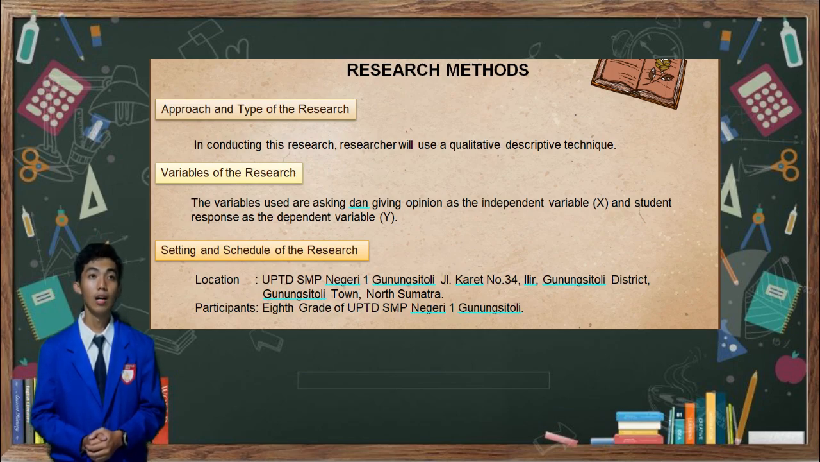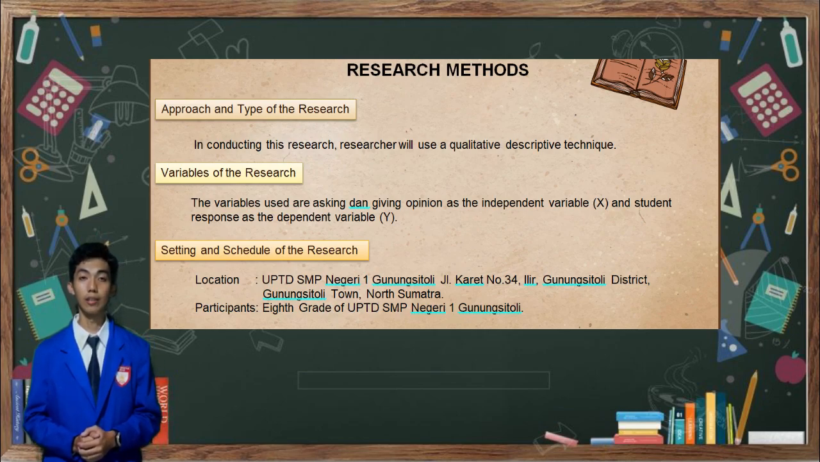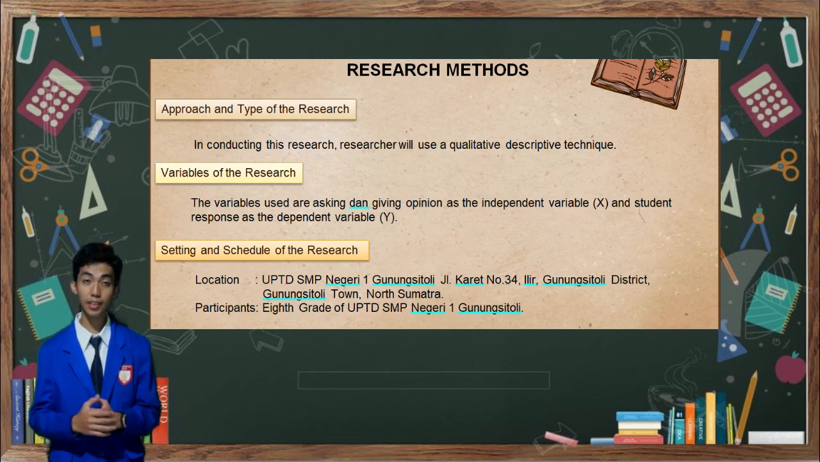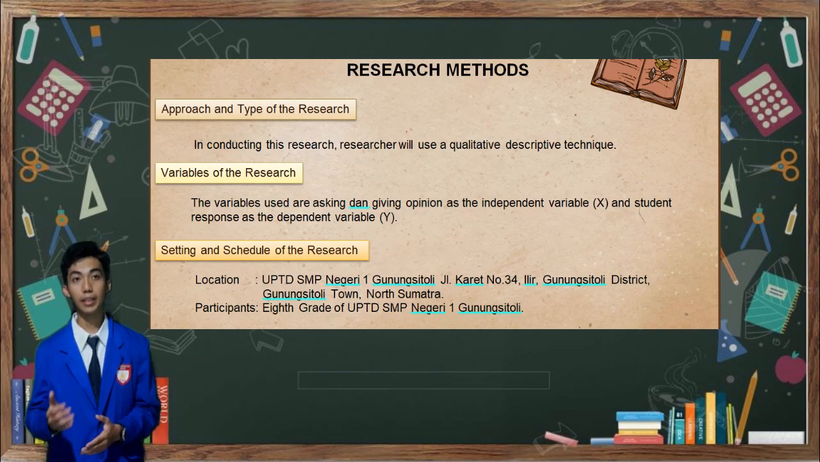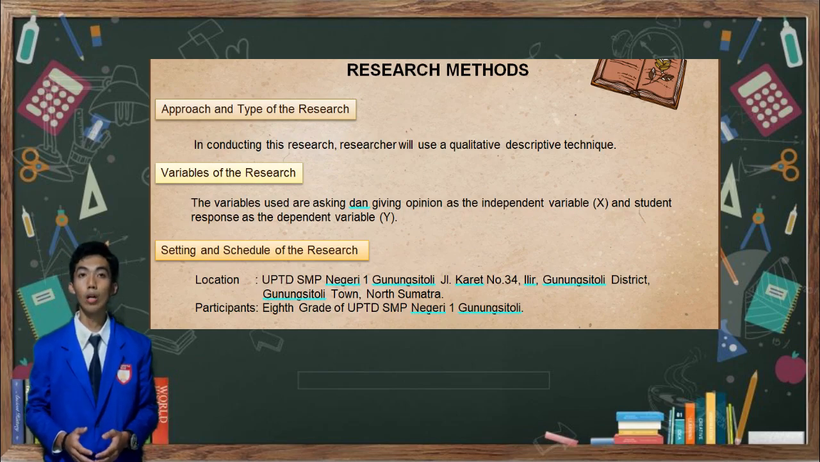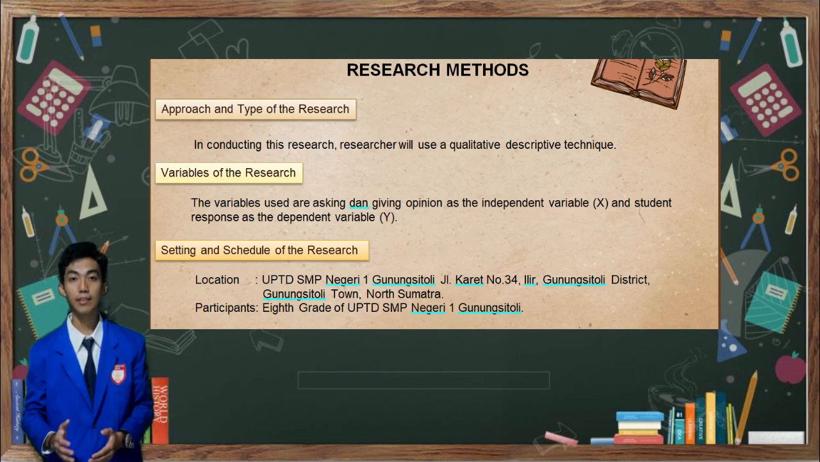So the first is the approach and type of the research. In conducting the research, the researcher will use a qualitative descriptive technique. Qualitative is the research design where the researcher will collect and present the data with description and accurate explanation. The descriptive qualitative procedure is collecting data, compiling data, and interpreting data.